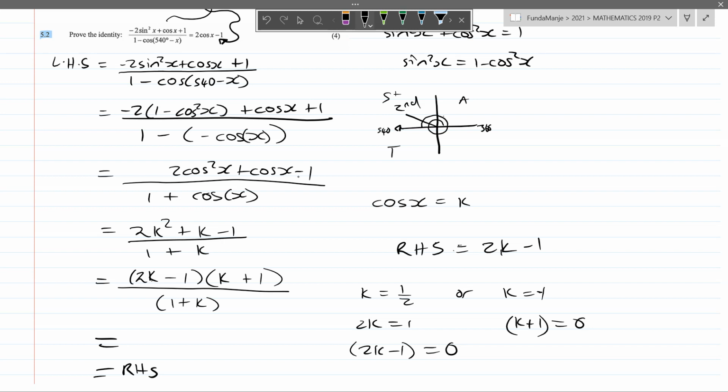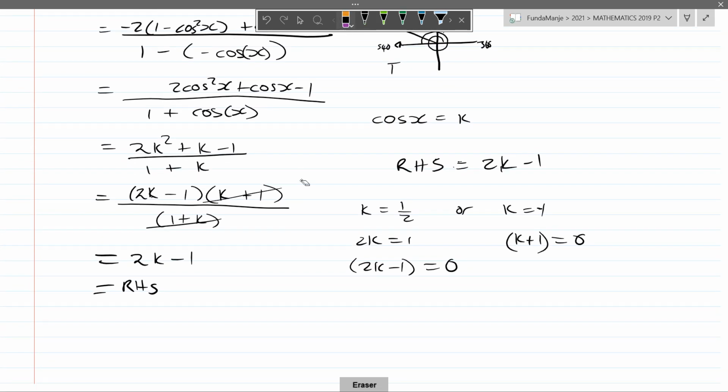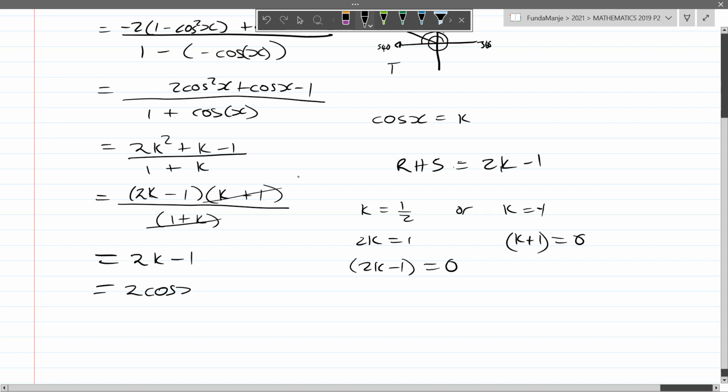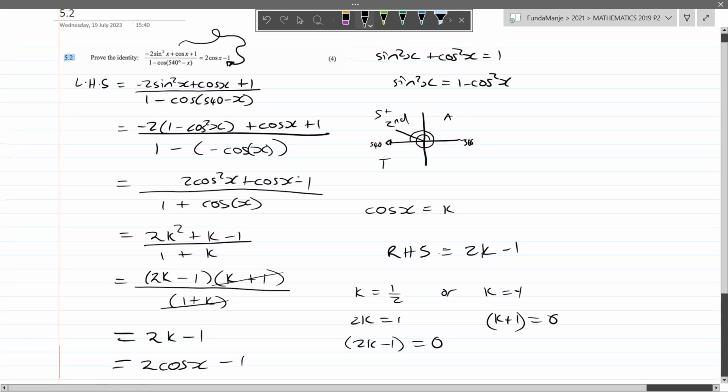So here we have 1 plus k and k plus 1. The order doesn't matter. These are like terms. We cancel them out. And then we are left with 2k minus 1, which is equal to our right-hand side. But, if you want, you can now take out the k and make it 2 cos x minus 1, because we know k was representing cos x. And as you can see, your identity has been proved.